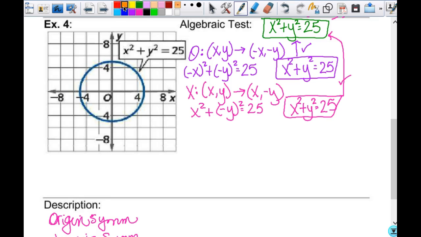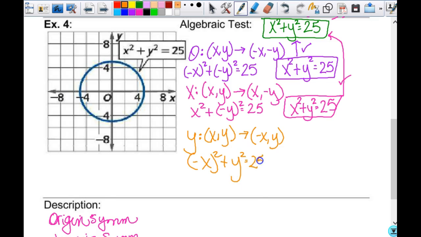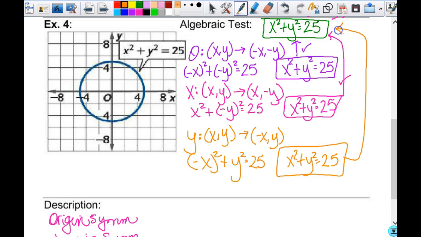And then I also got to do the y-axis, which means xy is going to map to negative x, y. So aren't you glad you don't have to do all 3 on all of them if you know it's not working? So this is going to be negative x squared plus y squared equals 25. So x squared plus y squared equals 25, and it matches also. So those are your algebraic proofs. It's tedious, but tedious doesn't mean difficult. So when it's easy but tedious, at least it's easy, right?